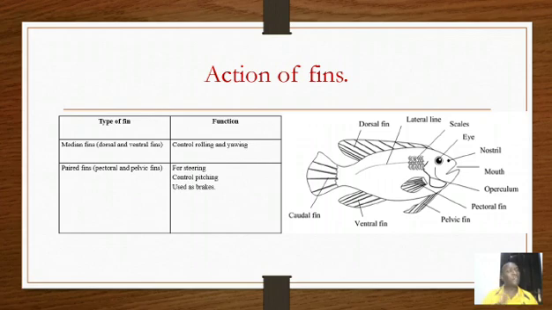How about the other fins? The other fins are categorized into the median, namely dorsal and ventral, and the paired, pectoral and pelvic. The median fins, what is their role? They control rolling and yawing. The paired fins control pitching. They are also used as brakes, and they are for steering. Collectively, they thus bring about locomotion by swimming in fish.